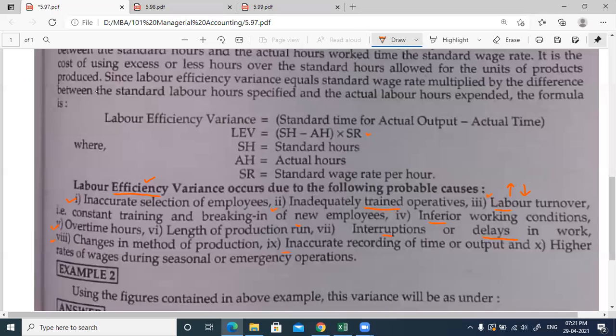And last is higher rate of wages during seasonal or emergency operations. Now, what happens is when the season is there, then we have to pay a little more extra labor charges to the labor, then that also affects your labor efficiency variance.